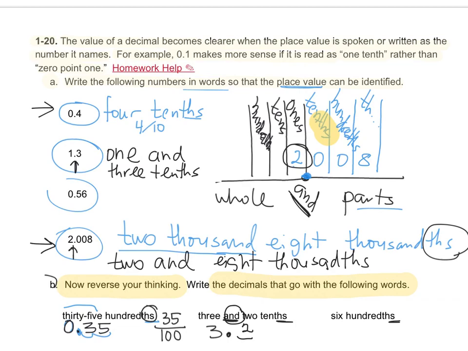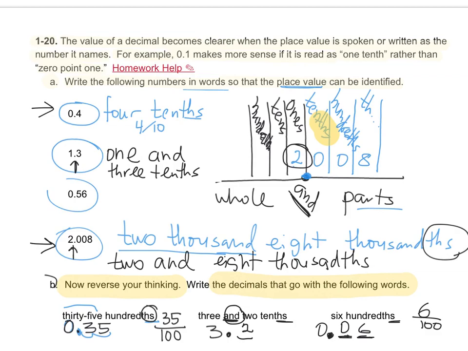Now the last one in letter B says 6 and then hundredths, THS. There's no word and. So if I was going to write a fraction, it's 6 over 100. Or the number 6 is in the second place value after the decimal point. So there's my final number for that. So 6 in the place of hundredths, or 6 out of 100.